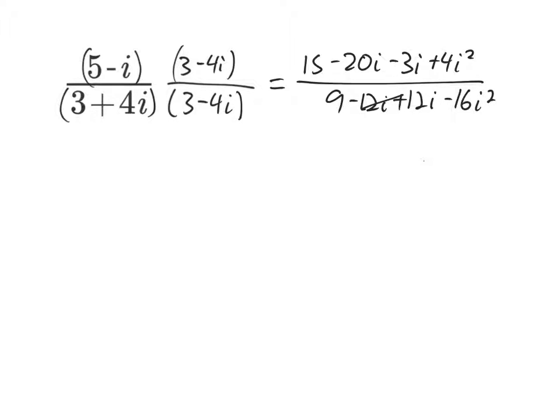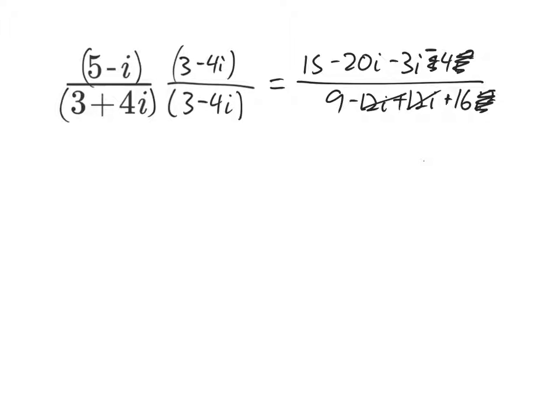Now, if you notice, this middle term goes away. That's what the conjugate does. And this i squared is actually negative 1. Negative 1 times 4 is negative 4. This i squared becomes negative 1, and negative 16 times negative 1 is positive 16.